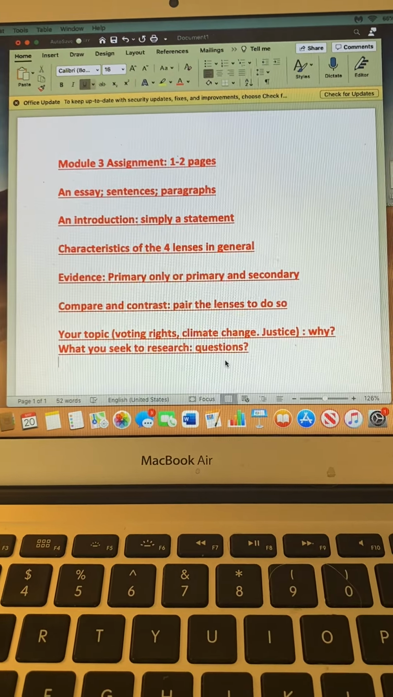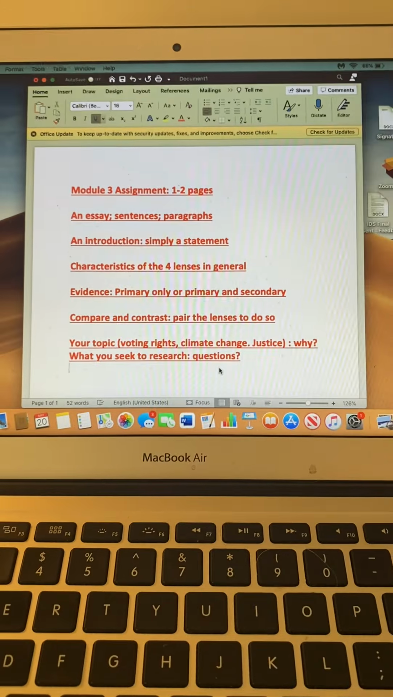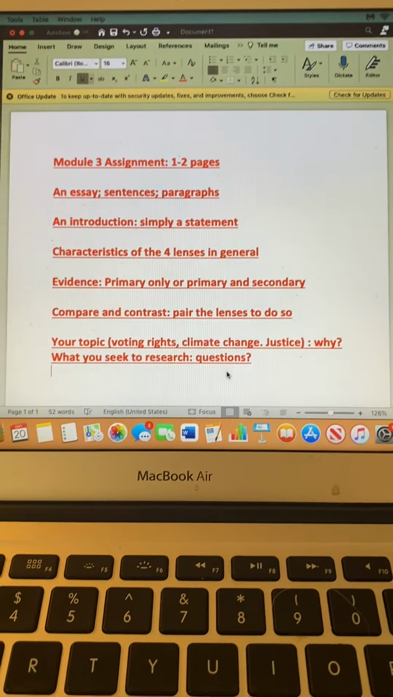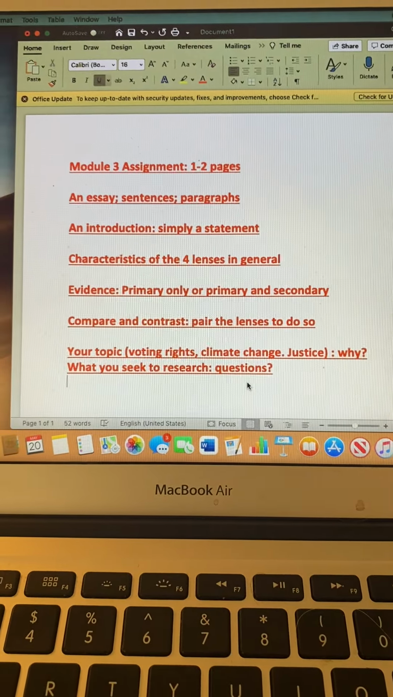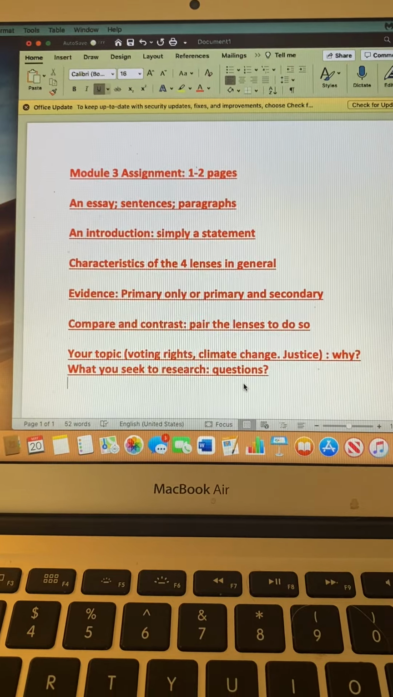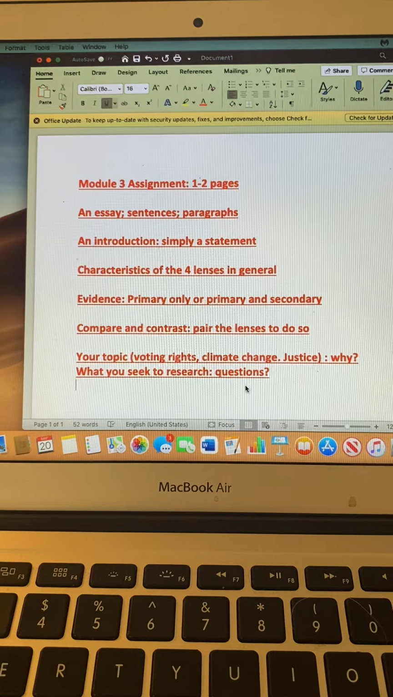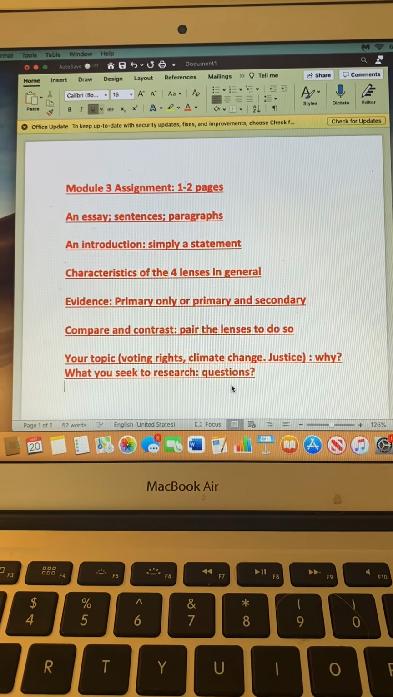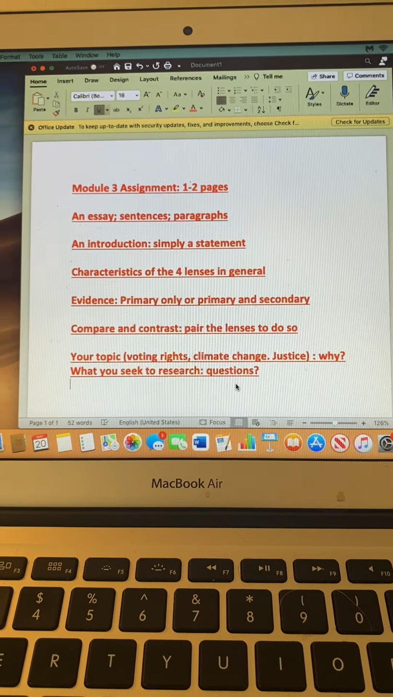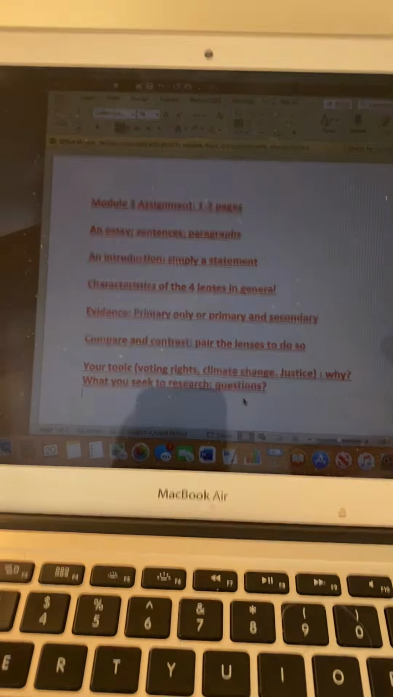Then finally, you select your topic, whether it be voting rights, climate change, or justice. And if you're selecting justice, indicate what type of justice you would be looking at. For example, are you looking at the criminal justice system? Why did you select this particular topic?